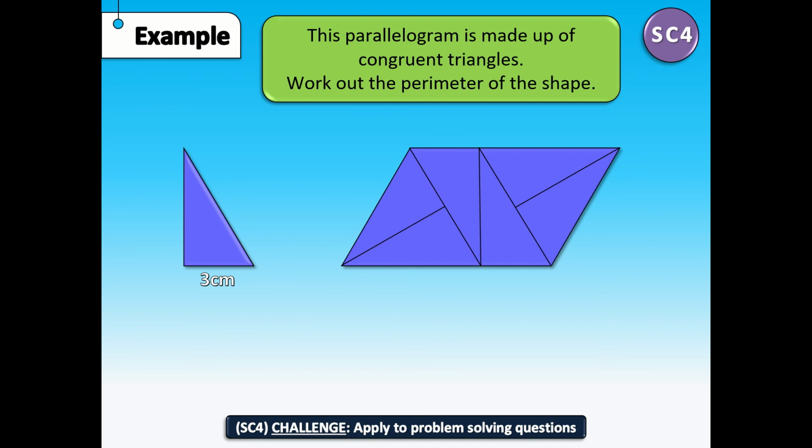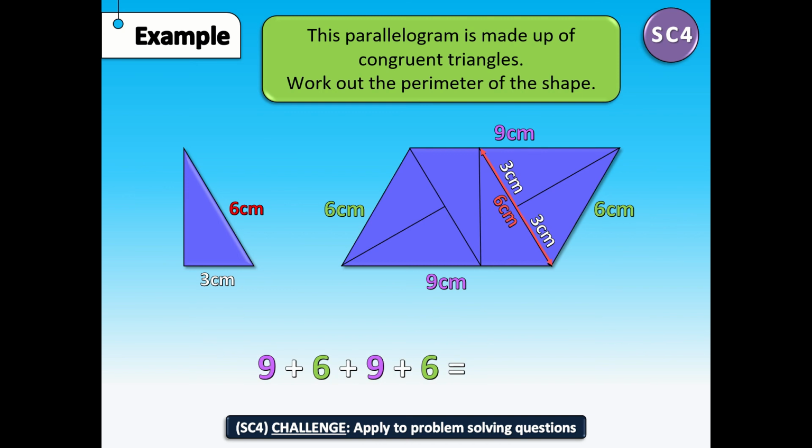So we know the base of each triangle is 3 centimeters. So those two sides are both 3 centimeters, which means this side, the diagonal, is 6 centimeters. So the diagonal of the triangle is 6 centimeters. That means this side is 6 centimeters, and the side opposite is also 6 centimeters. And this side is 9 centimeters, and so is the opposite side. So the perimeter of the parallelogram is going to be 30 centimeters.